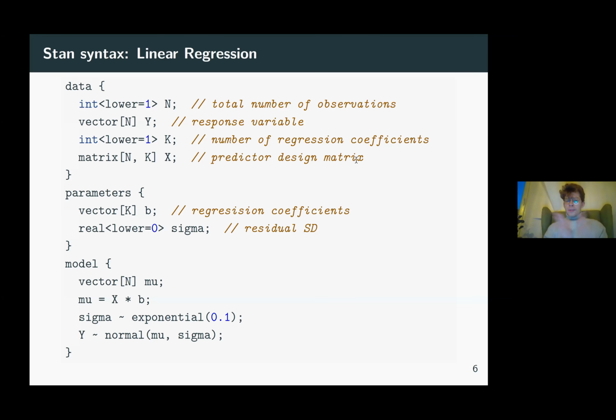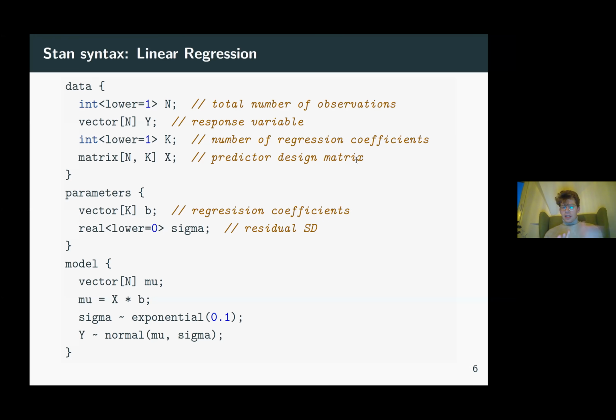In the model block, we put stuff together. First we create our predictor term, which I call mu, simply by x matrix multiplication b. So that's our predictor term. We specify a prior, for example, on sigma. This is our prior information on sigma with an exponential prior and rate 0.1. I just chose that as an example.